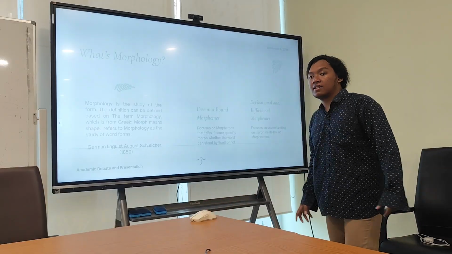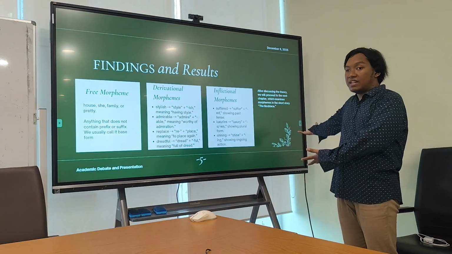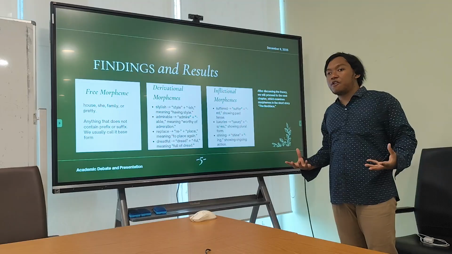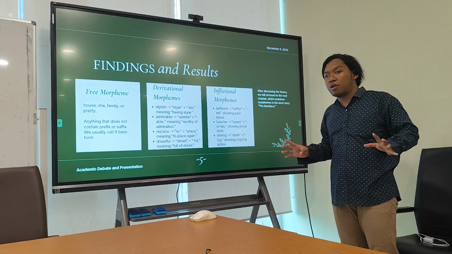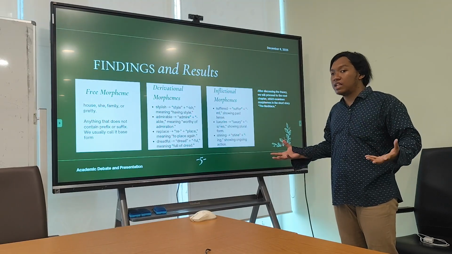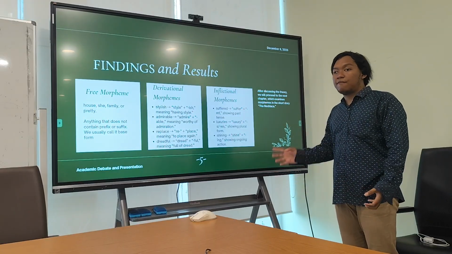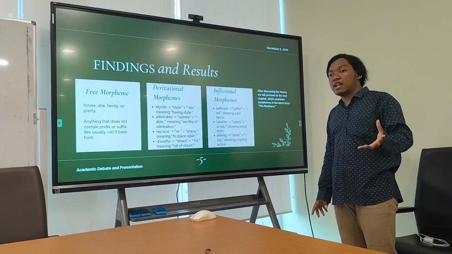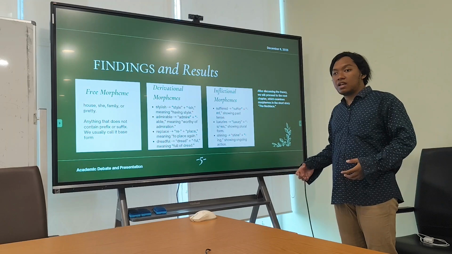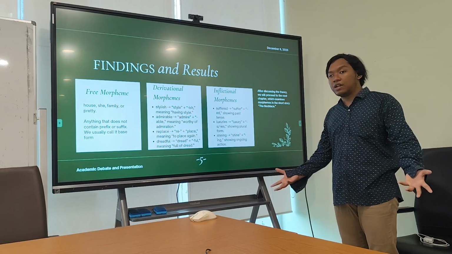And next, let me explain the findings. For free morphemes, I found many examples in the opening part of the story, such as family, pretty, sometimes, and was. These words already have meaning on their own. Function words like in, and she were also included as free morphemes.